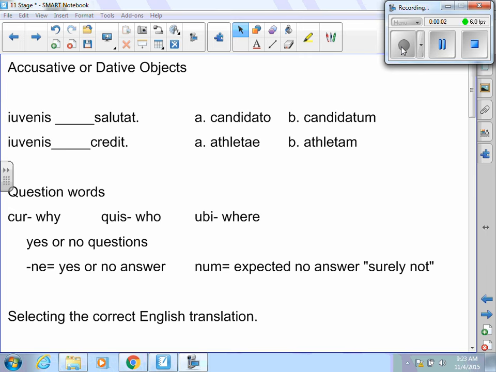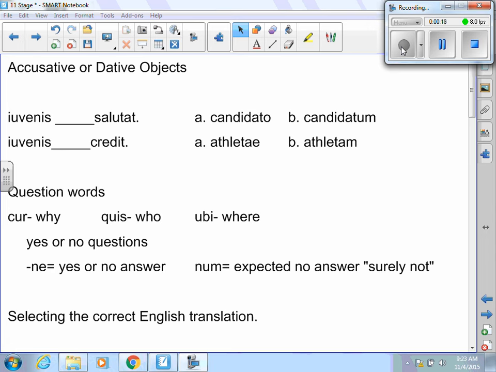This is a stage 11 review. I'm going to go over some of the things that you'll have to do on the test, starting with deciding whether we need an accusative or a dative as the object of a verb.